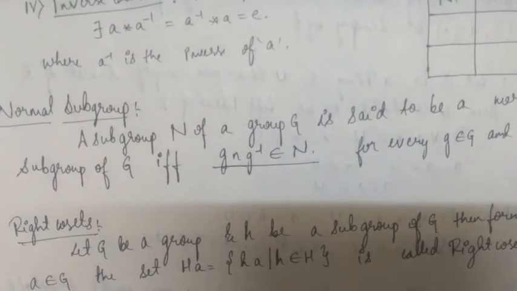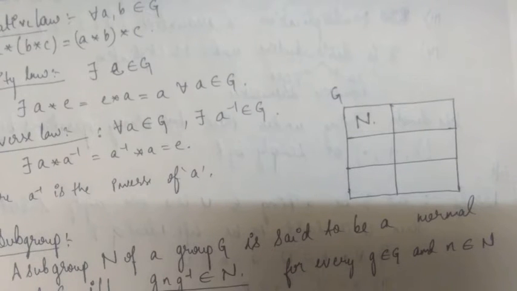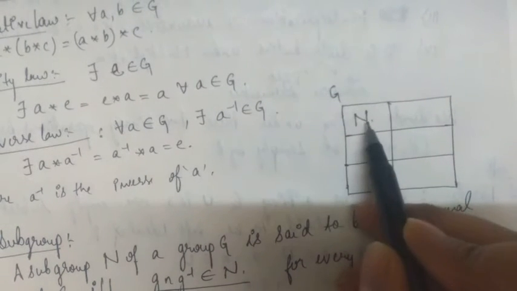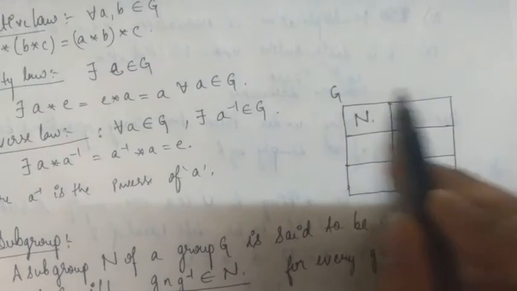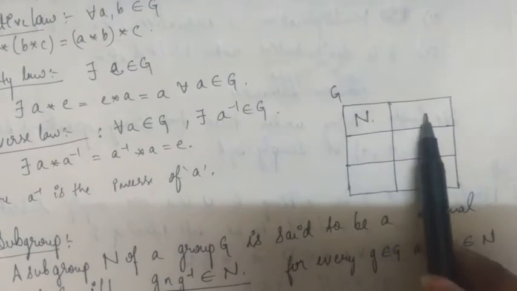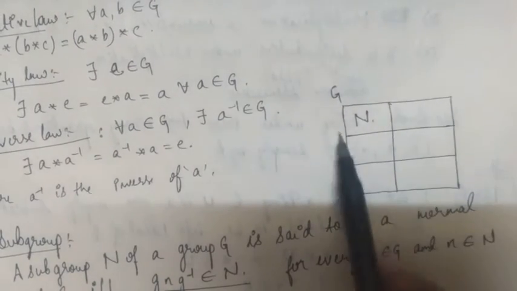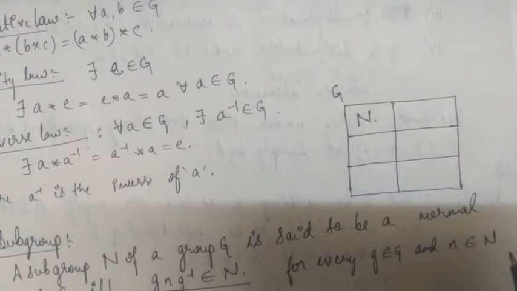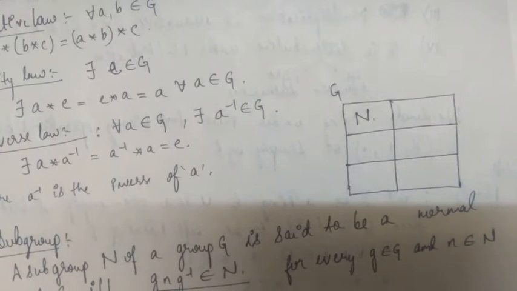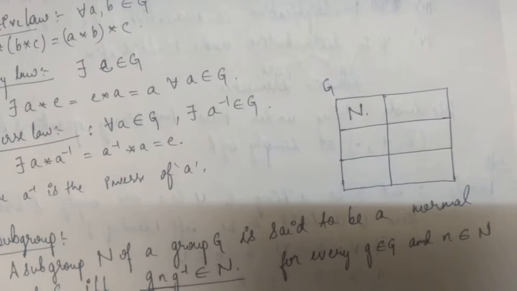So let's start with normal subgroup actually. I have a small diagram which is very easy to understand. A normal subgroup is a subgroup N of group G that divides G into cosets. You can treat the cosets as elements in a new group, which is called a factor group. It is also called a quotient group.